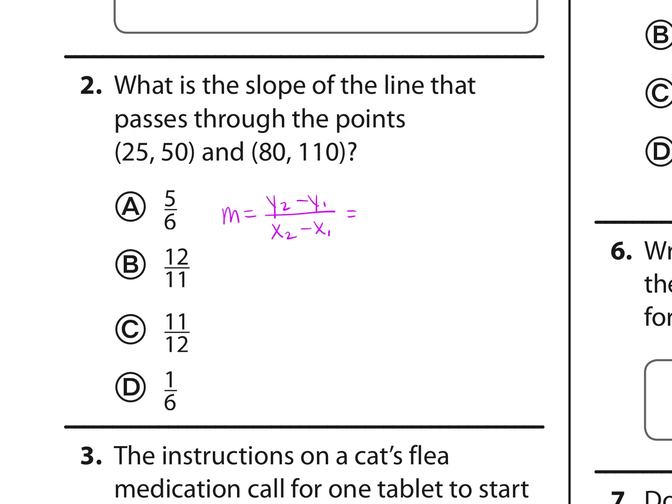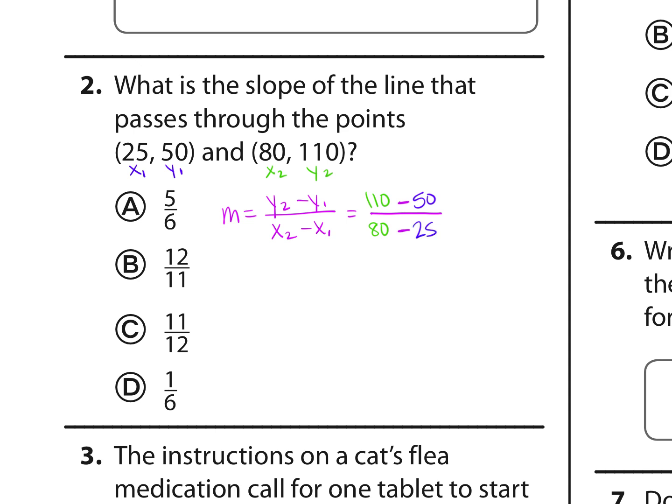And then we can label these and say, okay, this is the first ordered pair, so I'm going to label it x sub 1, y sub 1 as the first ordered pair. Then we have our second ordered pair, so I'm labeling it x sub 2, y sub 2. I'm going to plug into the formula, and I'm going to note that my formula is subtracting between the y's and then subtracting between the x's. So y sub 2 was 110 minus y sub 1 was 50. X sub 2 was 80 minus x sub 1 was 25.